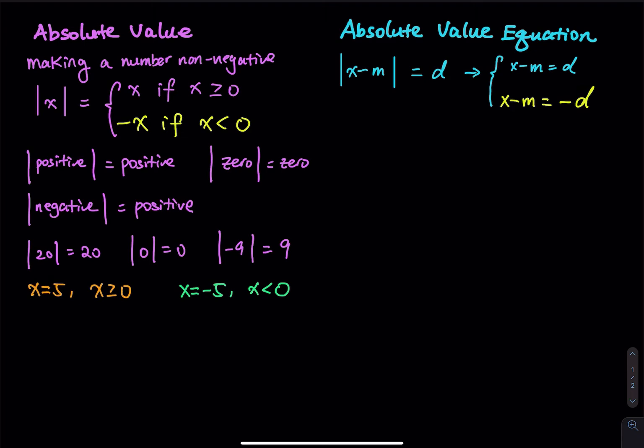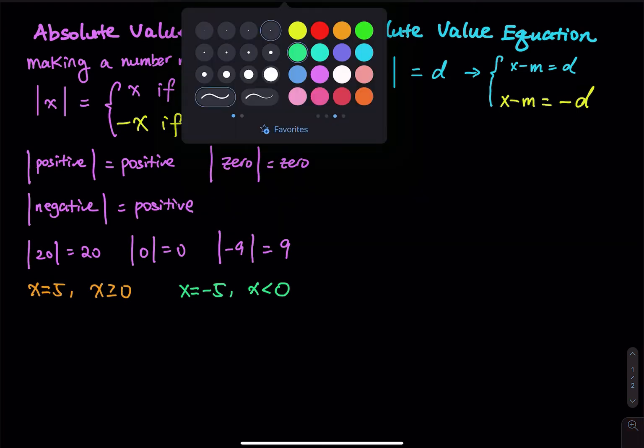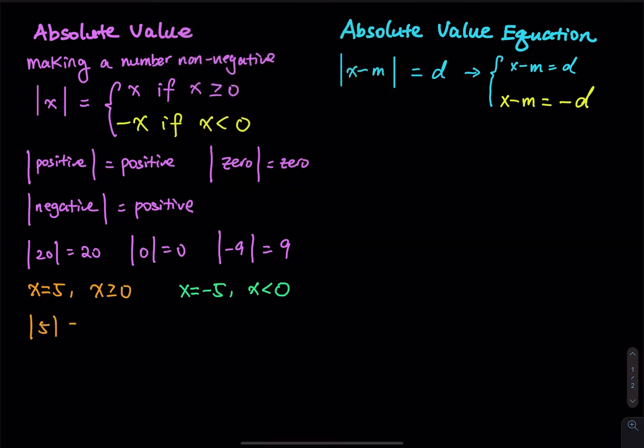So let's take a look at the definition I gave you. So let's say I have x equals to 5. So x equals 5, I know that 5 is greater than or equal to 0. So therefore, the absolute value of 5 is equal to 5. All right. And then what about the second line, the one in yellow? The absolute value of x is equal to negative x if x is less than 0. So let's say we have x equals negative 5, that is less than 0. So you have absolute value of negative 5.